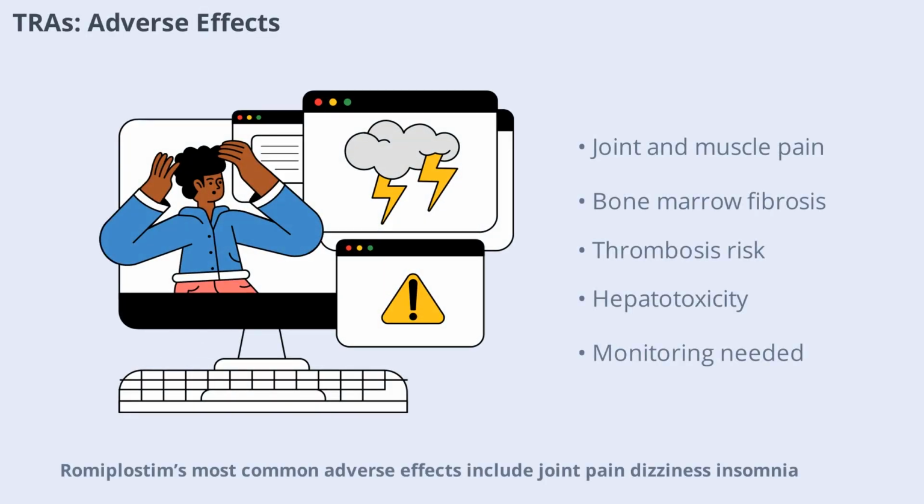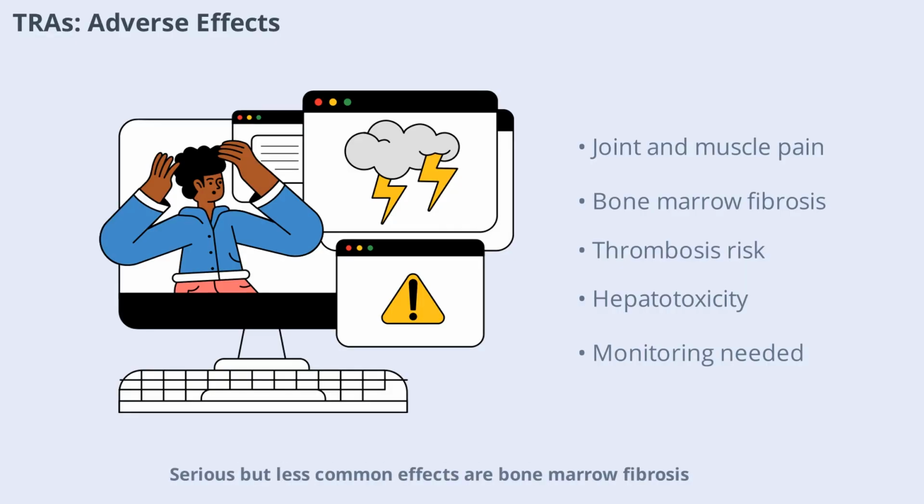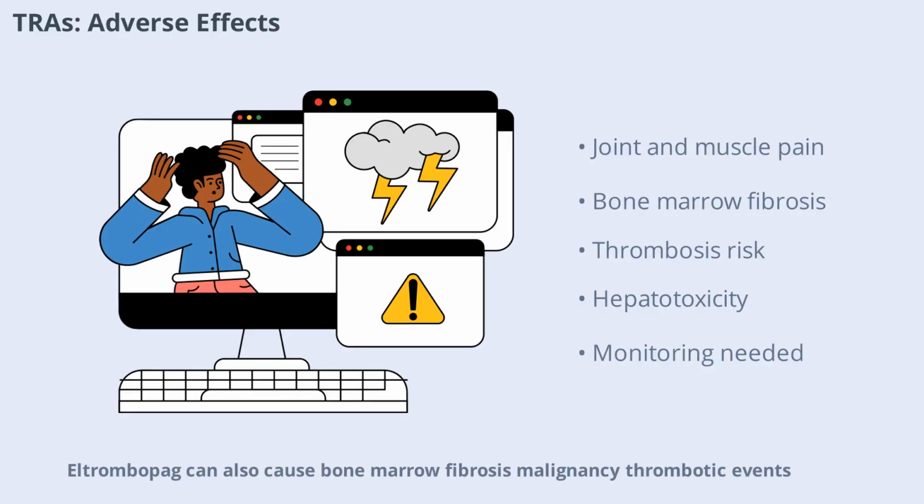Romiplostim's most common adverse effects include joint pain, dizziness, insomnia, extremity pain, abdominal pain, and muscle pain. Serious but less common effects are bone marrow fibrosis, hematologic malignancies, and thrombosis. Eltrombopag can also cause bone marrow fibrosis, malignancy, thrombotic events, and hepatotoxicity. Careful monitoring is required during therapy.